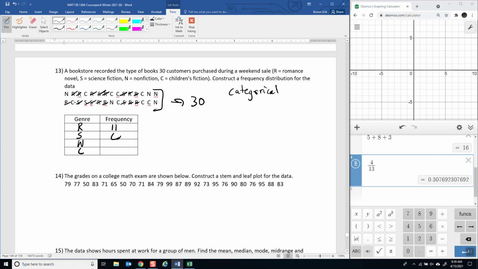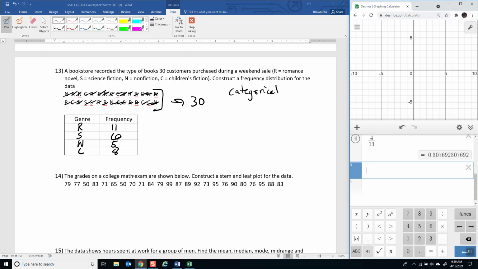And this looks like a W, but it's meant to be an N. 1, 2, 3, 4, 5. That's a 6, good gracious. Okay, and then children's fiction. 1, 2, 3, 4, 5, 6, 7, 8. I'm going to do a quick check that we're right. We're going to add up all these values. So I'm going to show this little summation symbol. That's the sum of all these. So 11 plus 6 plus 5 plus 8 gives us 30. Awesome, we've done it. That's the frequency distribution.